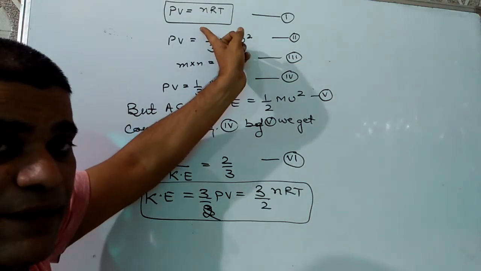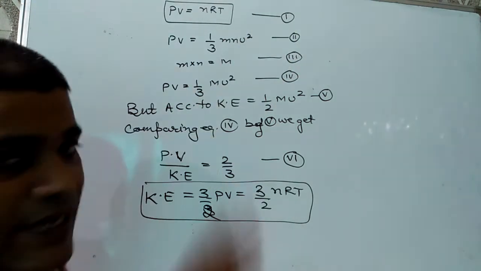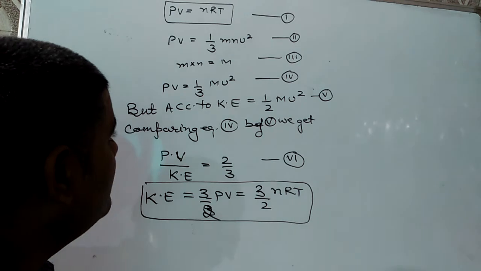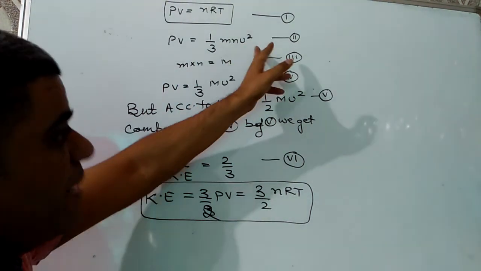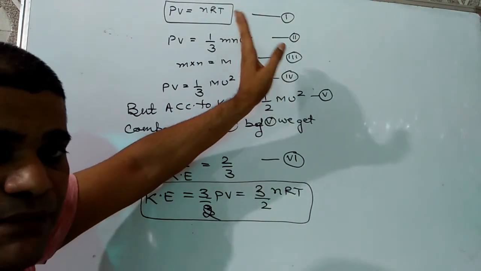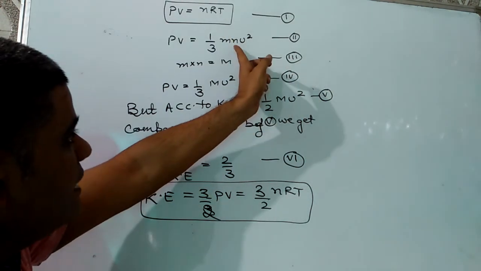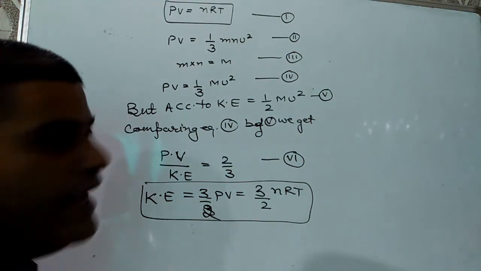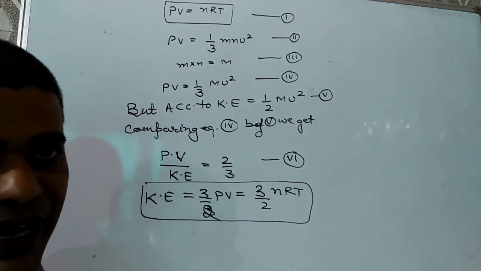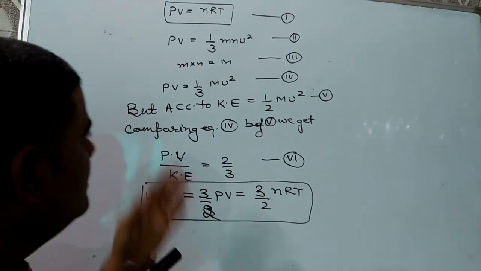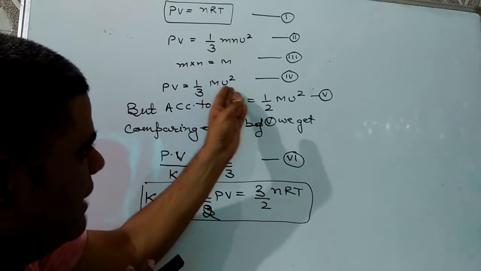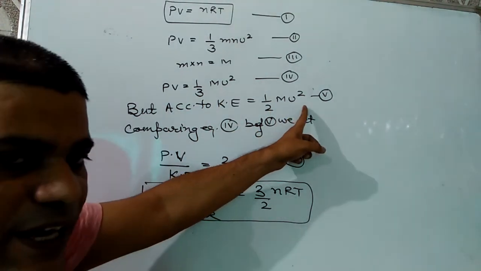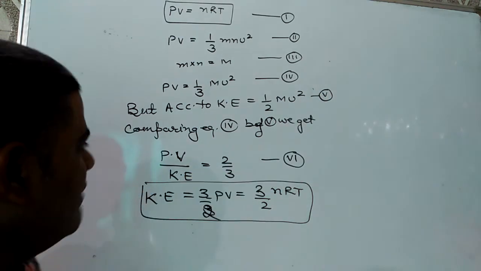First, we have to write PV = nRT, that is the ideal gas equation. And according to the kinetic gas equation, we know PV = 1/3 mnu², where m is the mass of each molecule, n is the number of molecules, u is the root mean square velocity, and m into n will be equal to capital M, the molecular mass of the gas. So we get PV = 1/3 Mu², and according to kinetic energy, it is 1/2 Mu², where u is the root mean square velocity.